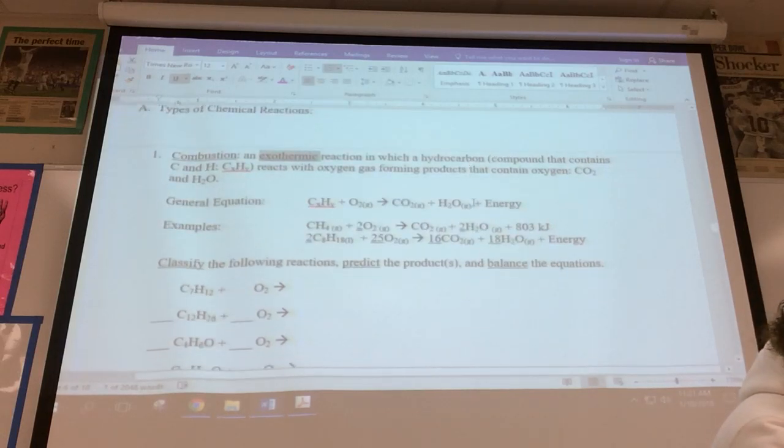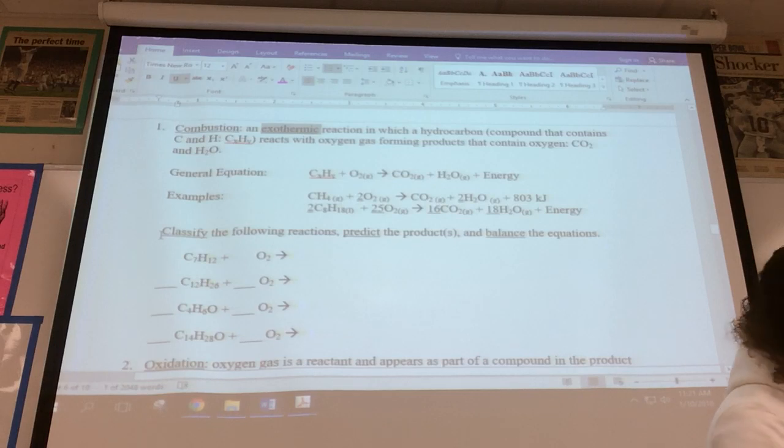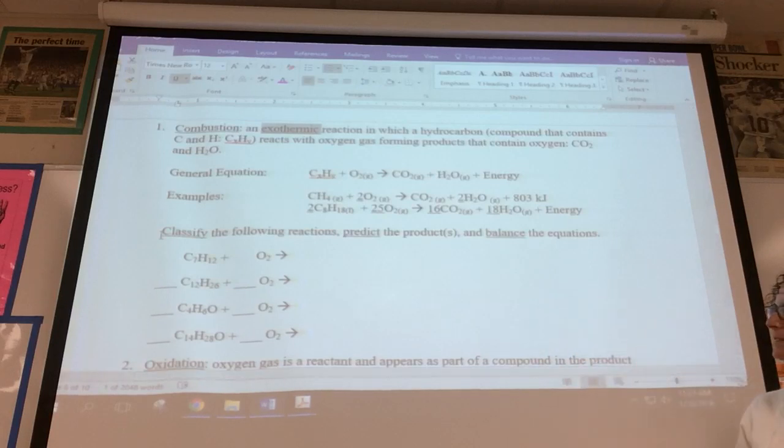so please be careful. The way you will see this type of question is it will say classify the reaction, predict the products, and then balance the equation. You always start with classifying, because once you figure out what type of reaction you have, then you can predict the products and finally balance the equation. You have a high comfort level with balancing already, so it's just a matter of predicting. You can predict once you classify.